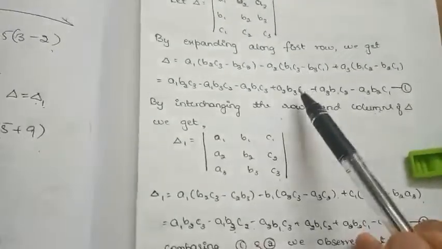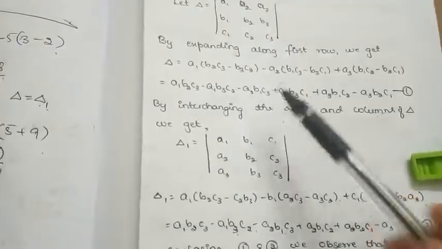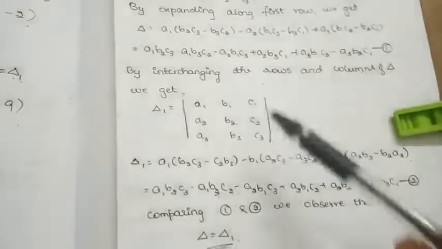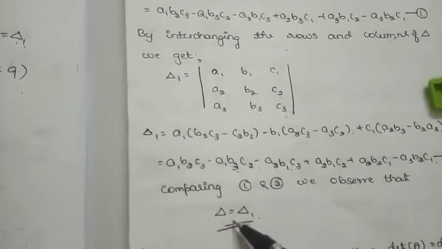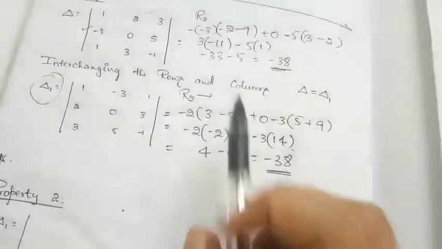After that they compared the values of both the determinants, delta and delta 1. After comparing they came to know that the values are the same, that is delta is equal to delta 1, which you have seen with the example here.